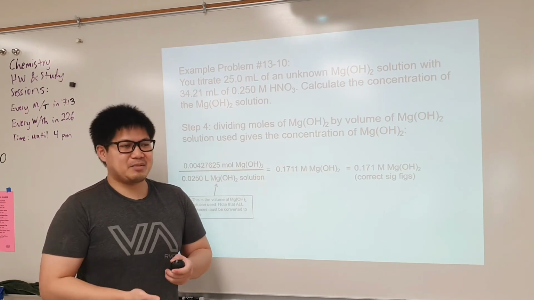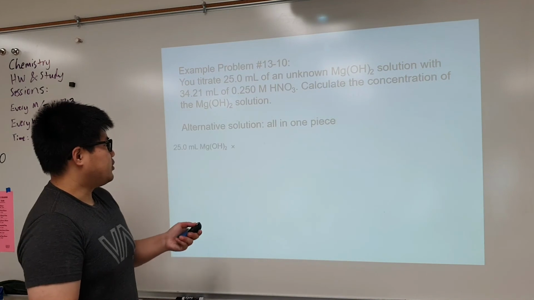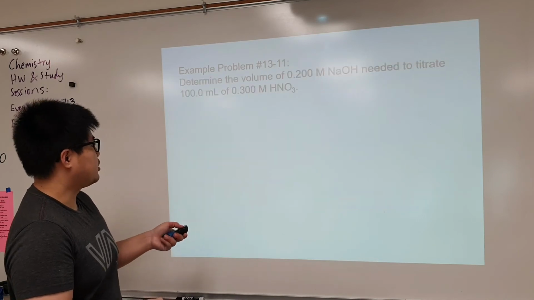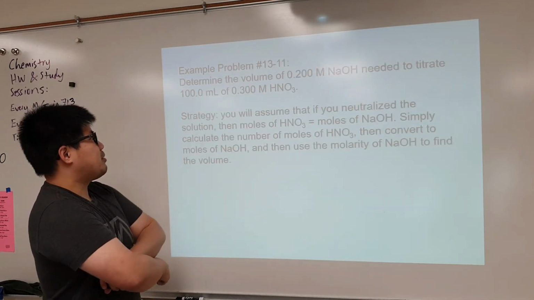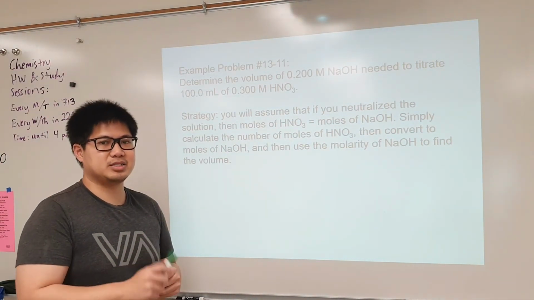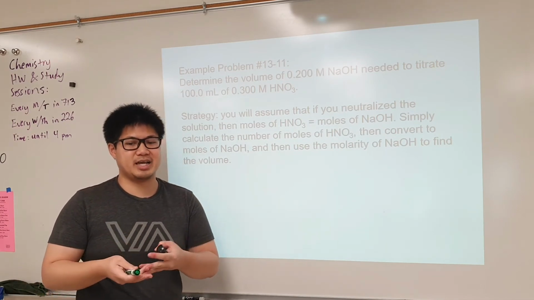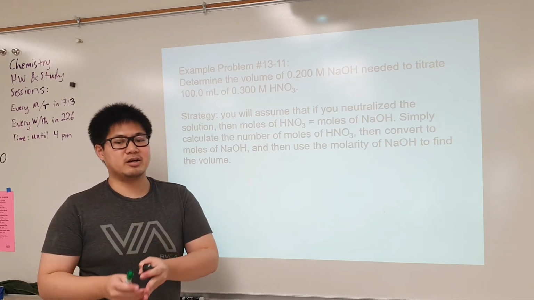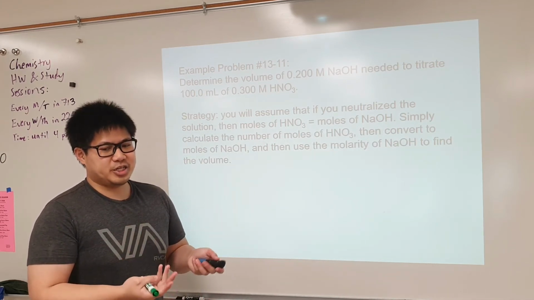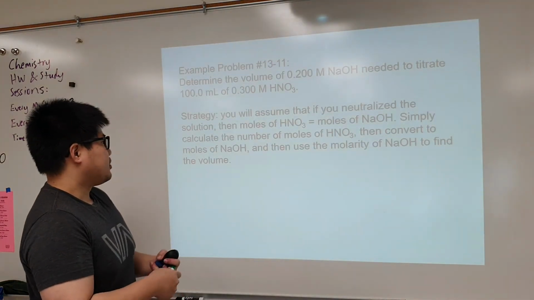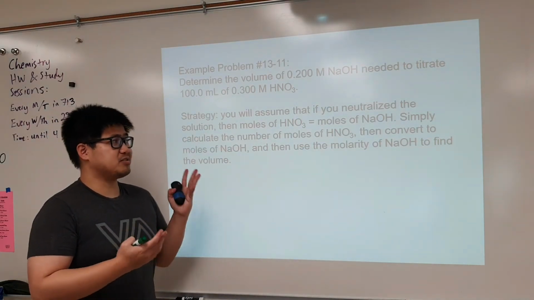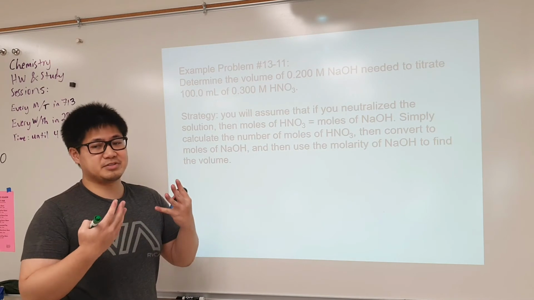Now, the last example problem we're going to go through is this problem here. Example problem 13-11. Your goal is to determine the volume of a 0.200 molar solution of sodium hydroxide to titrate 100 milliliters of a 0.300 molar solution of HNO3. Strategy, same as before, but with a little twist. You will assume that if you neutralize the solution, then the moles of HNO3 is going to equal the same amount of moles of sodium hydroxide.